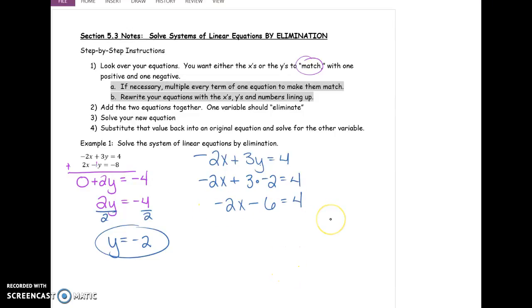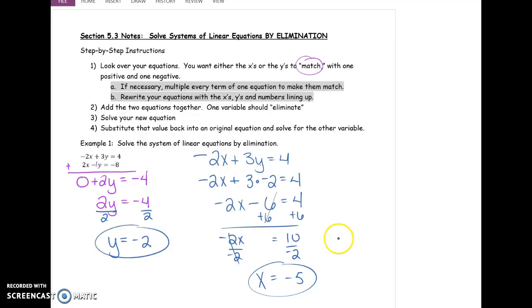And now you have an equation that you can fairly easily solve. We would add 6 to both sides. Negative 2x equals 10. Divide both sides by negative 2. And that gives us x equals negative 5. Now remember, you are not done until you've written your answers as an ordered pair. So our solution to this system is negative 5, negative 2.